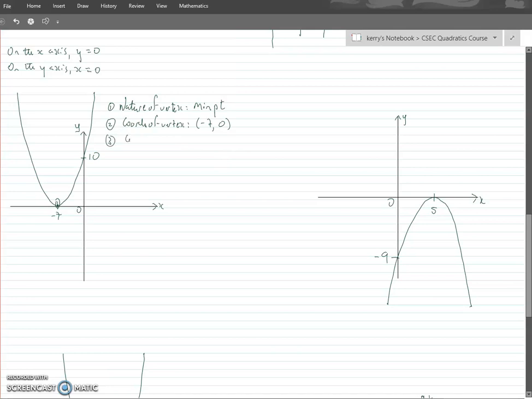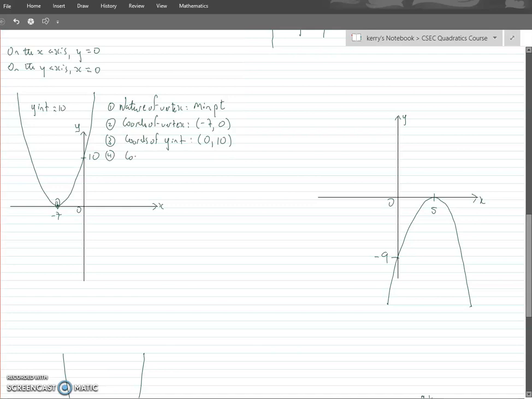Number 3, we want the coordinates of the y-intercept. So the y-intercept is at y is 10, right? So the y-intercept is equal to 10. If they ask you for the y-intercept, they don't want coordinates. The y-intercept is just the y value, but the coordinates is both the x and y value. But the y-intercept is on the y-axis, so the x value is 0 and the y value is 10 in this case.